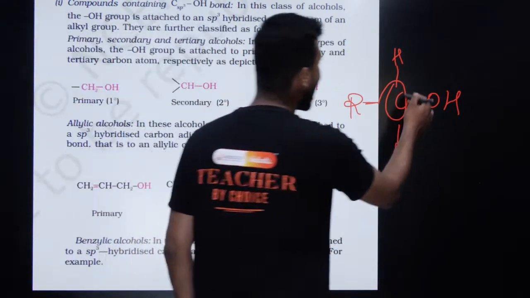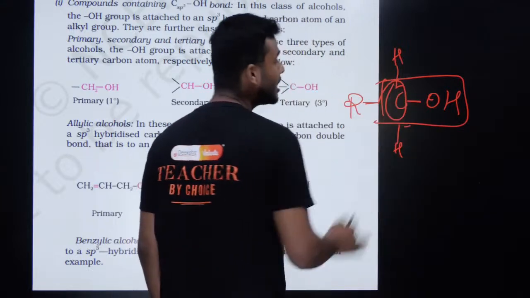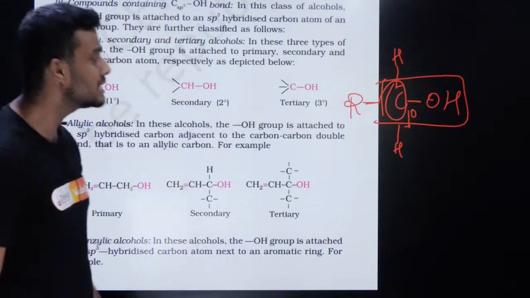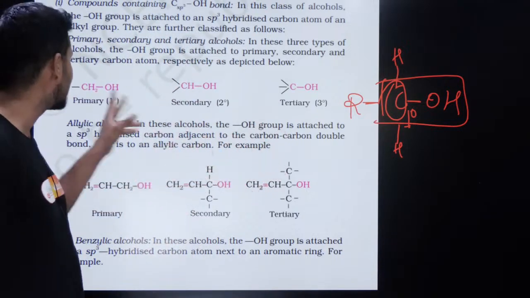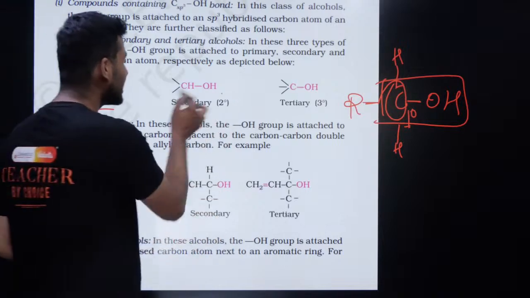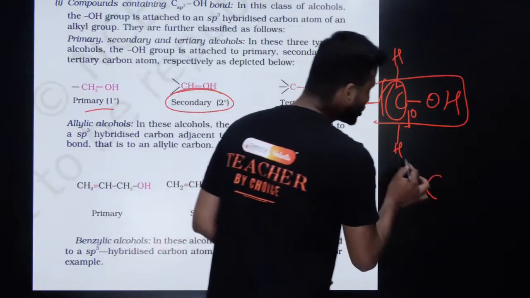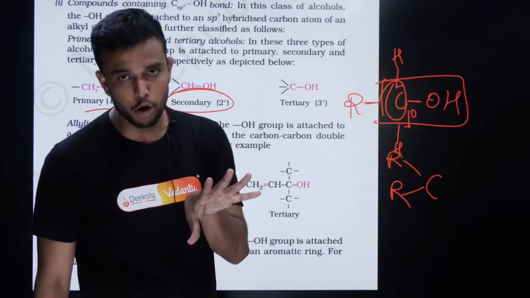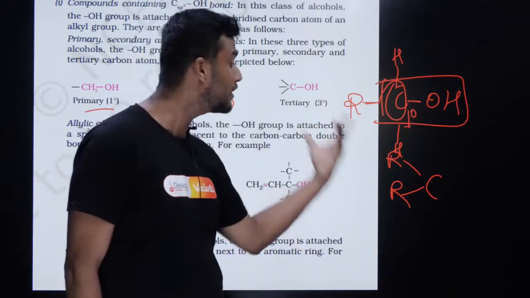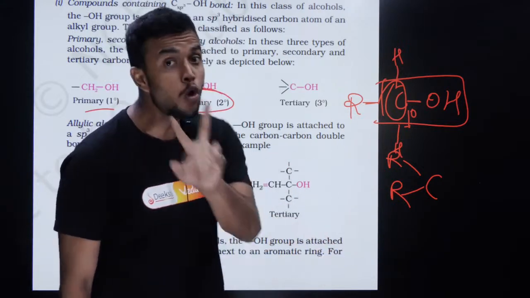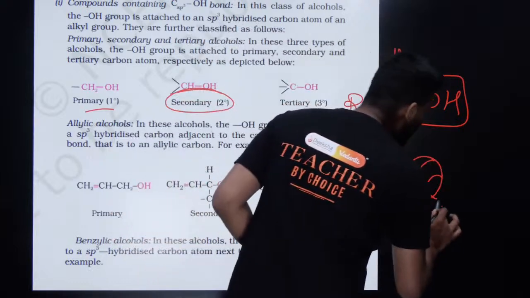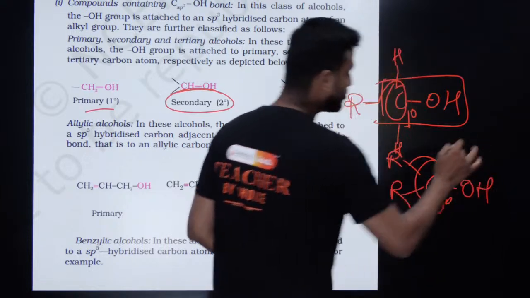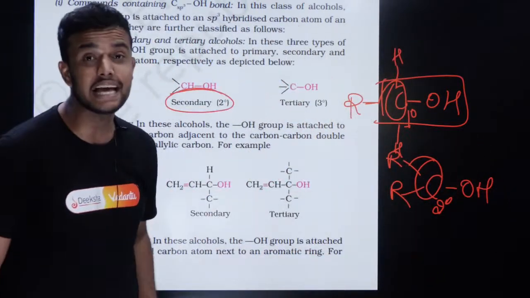Whenever the OH group is attached to a primary carbon atom, these alcohols are called primary alcohols. In the same case, secondary means the carbon is attached to two R groups, either the same or different, not a hydrogen. Then this carbon is called a secondary carbon. Whenever the alcohol is connected to a secondary carbon, this type of alcohol is called a secondary alcohol.